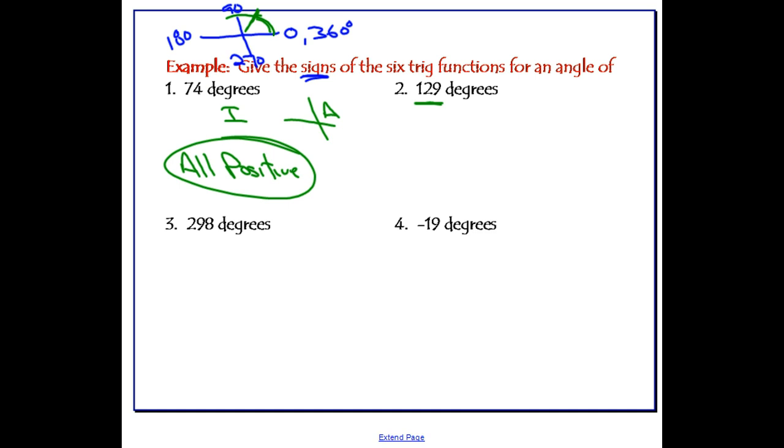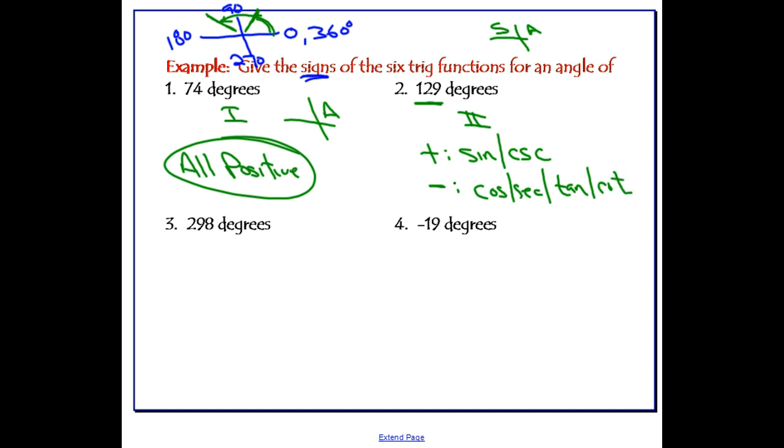Next one, 129 degrees. 129 degrees would take us a little past 90. We are now in the second quadrant. A Smart. So what is positive? The sine and the cosecant. Everything else is negative. Cosine, secant, tangent, cotangent. All right, you probably got the idea.